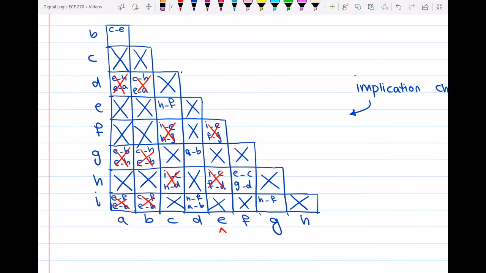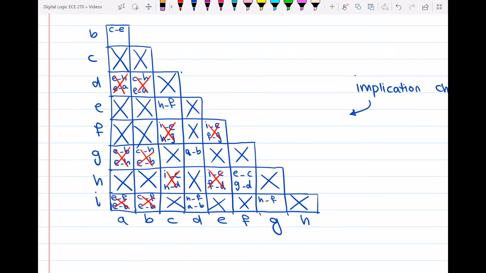Then we will move on to column F. So FG is one of the conditions that cannot happen, that we don't have any. And next one is FI, that we don't have any. So we'll move on to column G. So GH cannot happen. We don't have any condition as GH. And then that's it. And then for HI, which we don't have any.